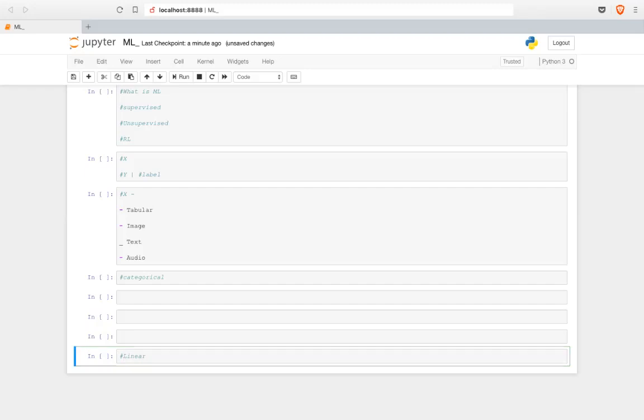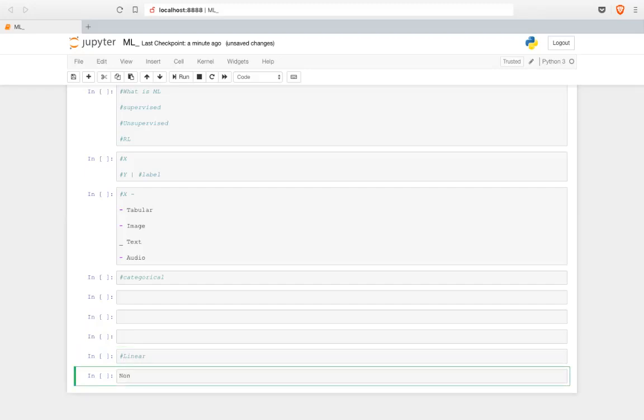You have your linear algorithms. The other one is your non-linear algorithms. So how do you know it's linear, and how do you know it's non-linear? It is basically how they capture the pattern.